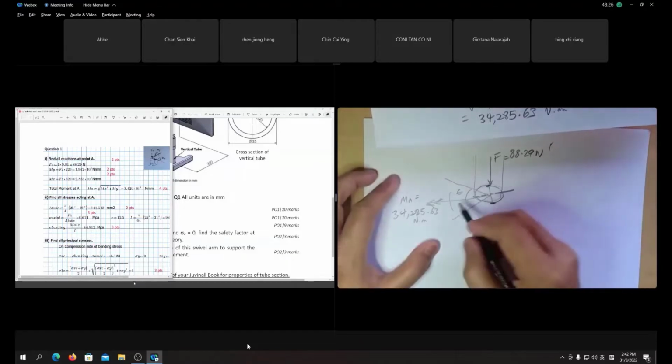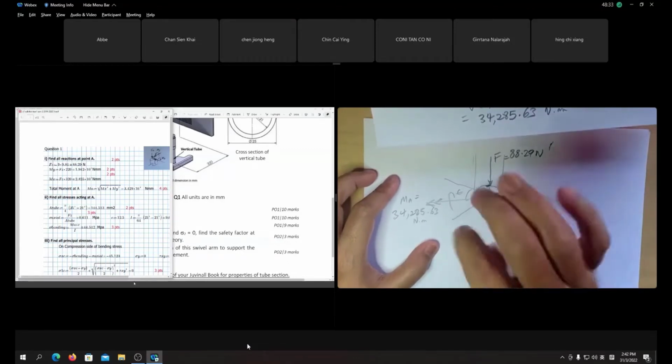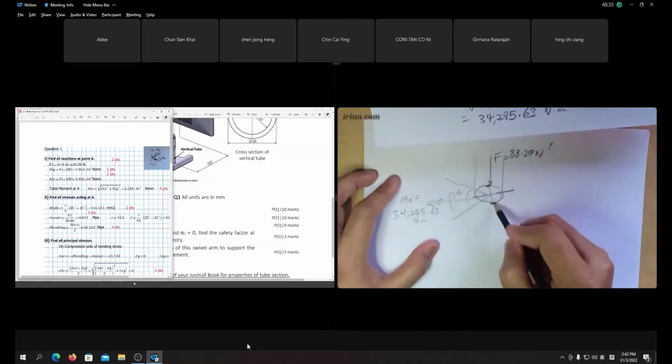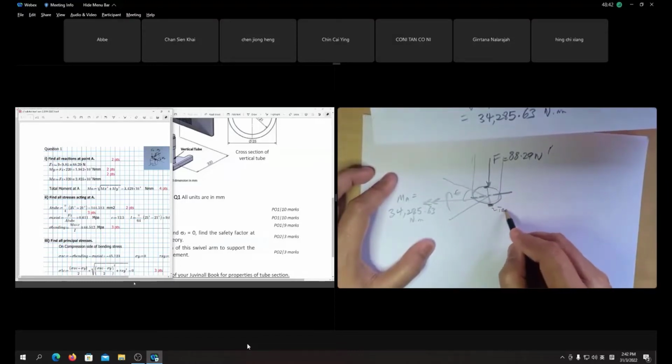Okay, sometimes you might have a question where they say either this one, it's okay, never mind. Either this one is tension or compression. Let's say we assume it's turning like this, so this one is tension. If this is your upper side, this one is to be tension. If you take that one as tension, it's the same.